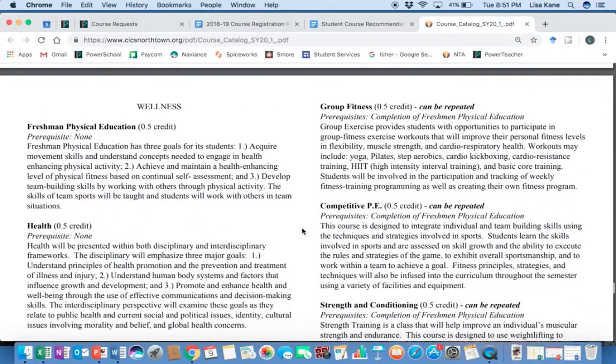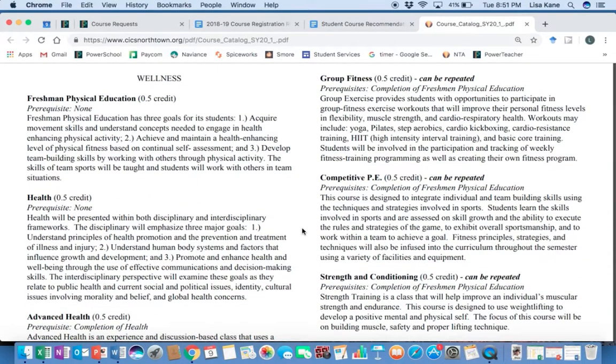Now we move on to PE. For PE, it's a little bit different than what your course catalog says in the front. You need to have 1.5 credits of PE in order to graduate. That's a half credit of health, and then 1 credit or 2 semester-based classes in PE. If you have already taken a half credit of health and then 1 full credit in PE, you do not need to take PE next year. If you haven't yet finished that credit in PE, you'll need to take PE next year.